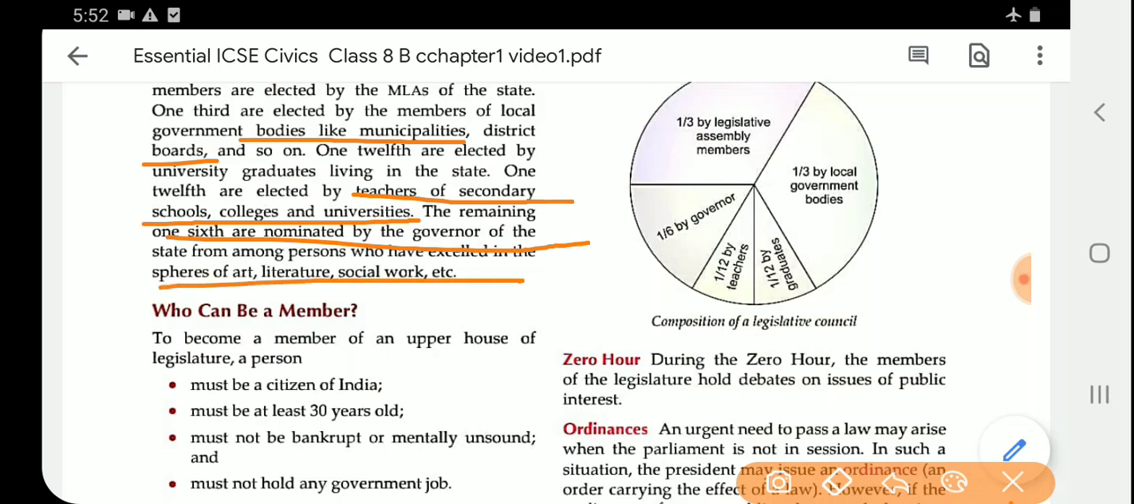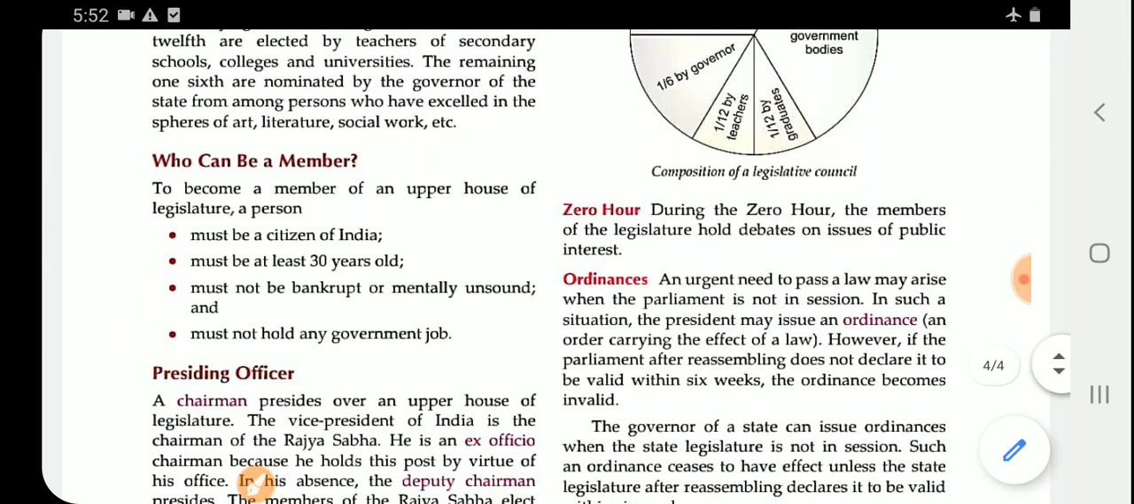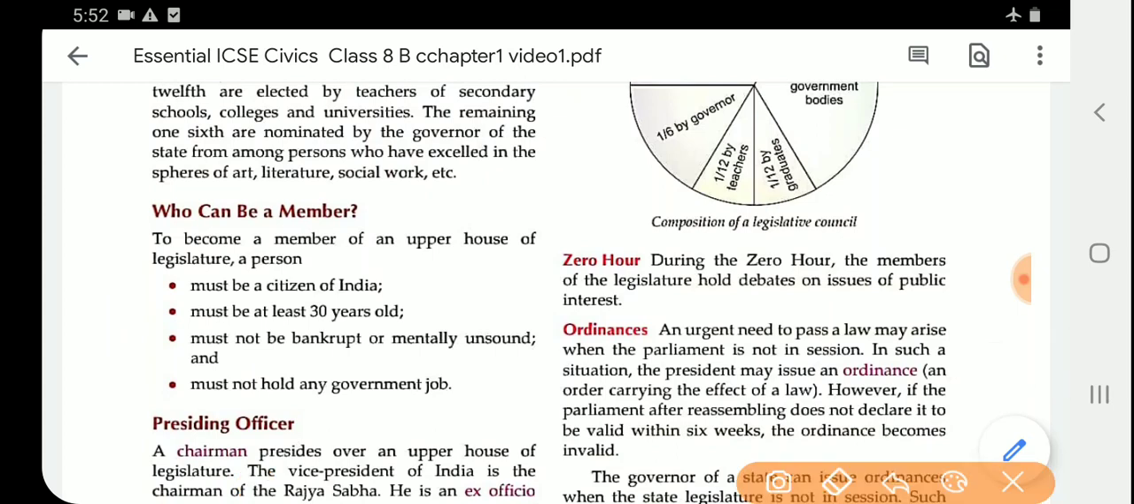Same way. Now, who can be a member here? The second question here is who can be a member of the upper house of the legislature? Same thing: should be a citizen of India, and at least 30 years old, must not be bankrupt or mentally unsound. Mentally should be healthy. And the last point is should not hold any government job.